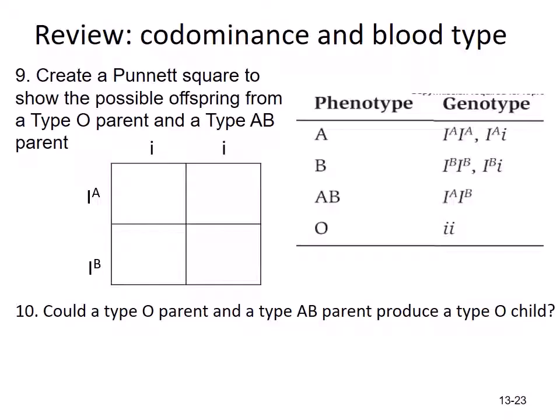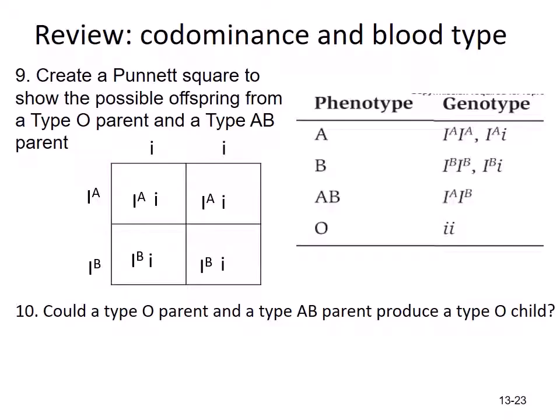So we're going to start pulling letters across. So we're pulling our A's across. So big IA, big IB, big IB, and then we'll pull our little i's down. So little i, and little i. So now we've got our Punnett square with big IA, little i, and big IB, little i, and big IB, little i.